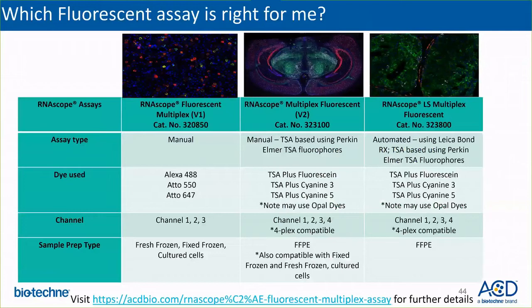The second assay, multiplex fluorescent V2, is a TSA-based assay where it utilizes PerkinElmer TSA fluorophores or Opal dyes. It was developed with FFPE tissues in mind to help address the autofluorescence. This assay can also be followed with immunofluorescence. We have a technical note up on the support page for the dual ISH-IF protocol. With the additional purchase of a 4-plex ancillary kit, the assay will allow for 4-plex capability to detect four mRNA targets simultaneously. And in the last column is the LS multiplex assay, which is similar to the manual V2 assay, which utilizes the TSA Plus and Opal dyes.